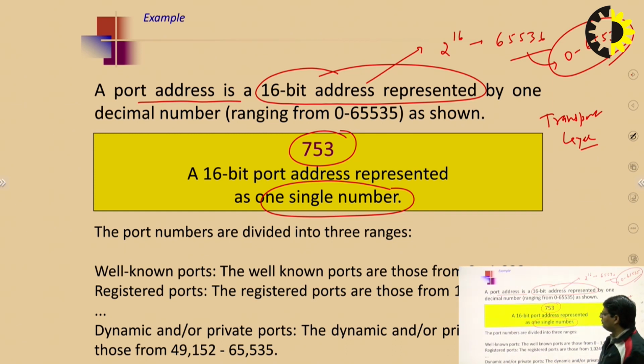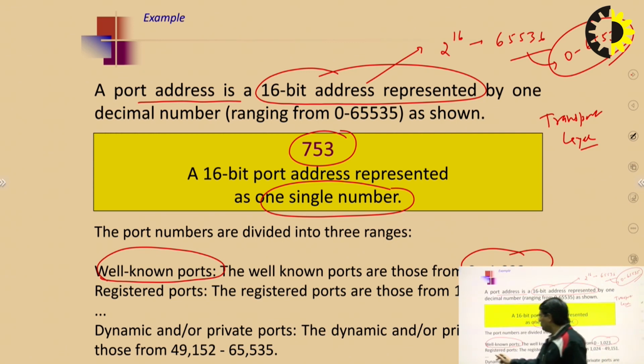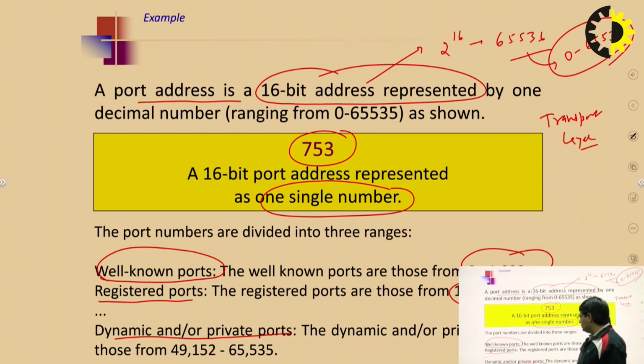These port addresses can be divided into 3 categories. Well-known ports will have this port address range. Registered ports will have this address range. And then we have dynamic or private ports, in which the port address range is this one. So by simply seeing the port number, we can identify the type of port, whether it is a registered port, dynamic port, or well-known port. But all of these ports will have addresses in this range.